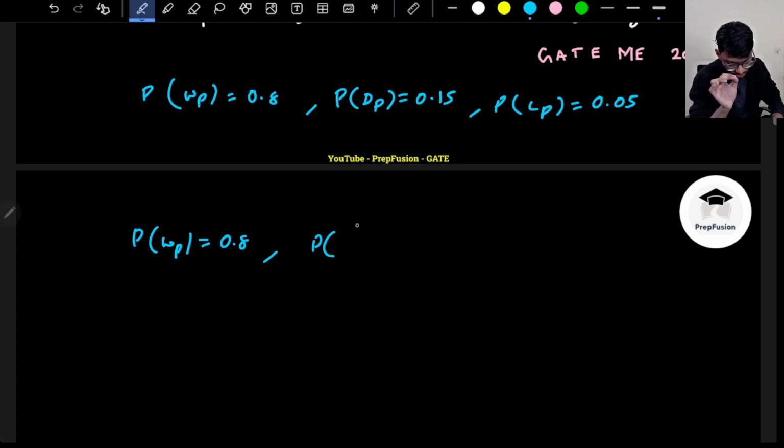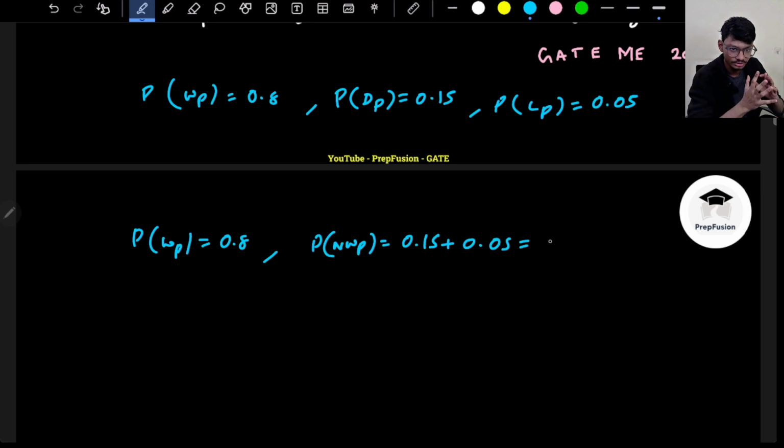So if P has not won the game, that means it will be just the addition of the draw and lose of a particular single game. I'm talking about a single chess game. Okay, so that is 0.15 plus 0.05, that is 0.2. So again, this is following the binomial distribution because the probability of success and the probability of failure together add up to 1.